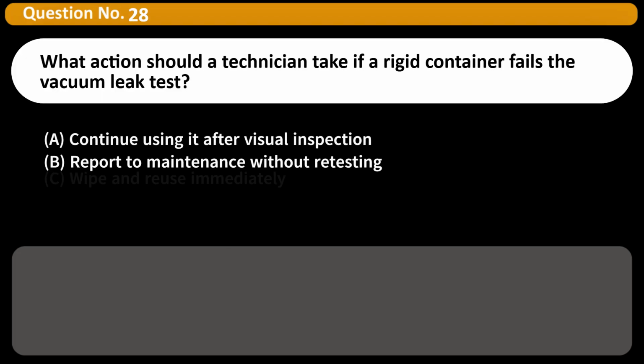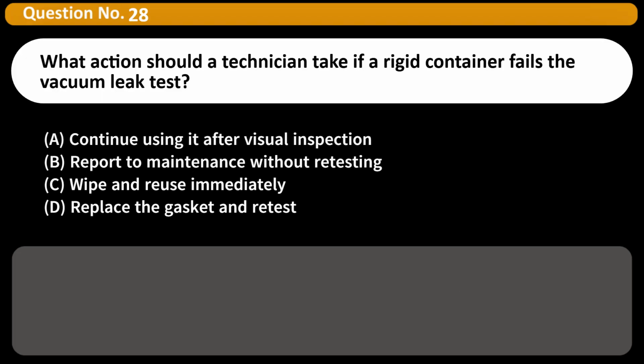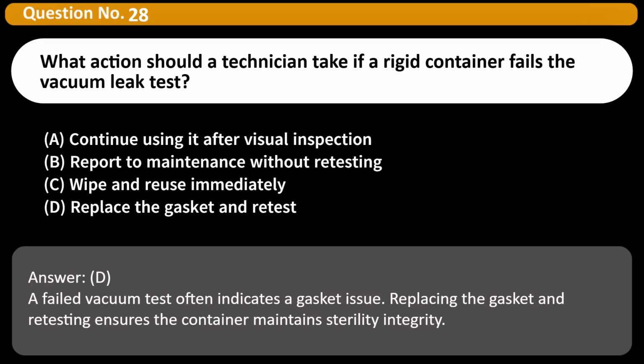What action should a technician take if a rigid container fails the vacuum leak test? A. Continue using it after visual inspection. B. Report to maintenance without retesting. C. Wipe and reuse immediately. D. Replace the gasket and retest. Answer: D. A failed vacuum test often indicates a gasket issue. Replacing the gasket and retesting ensures the container maintains sterility integrity.